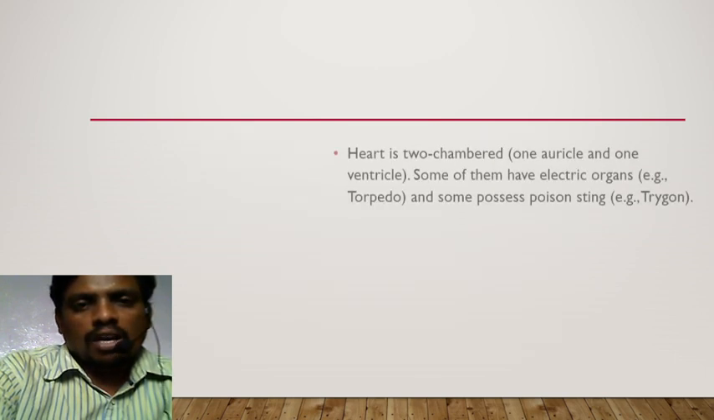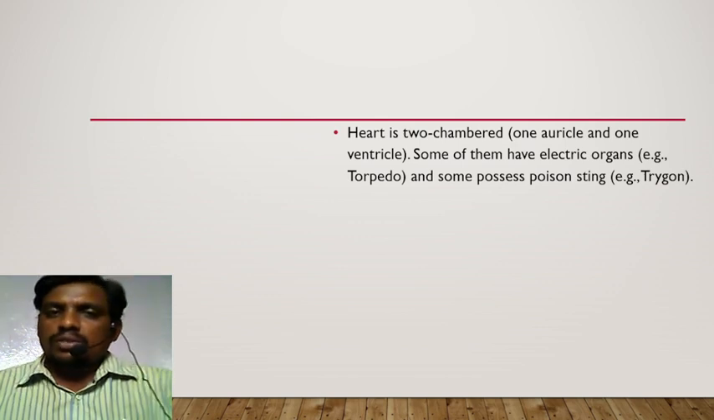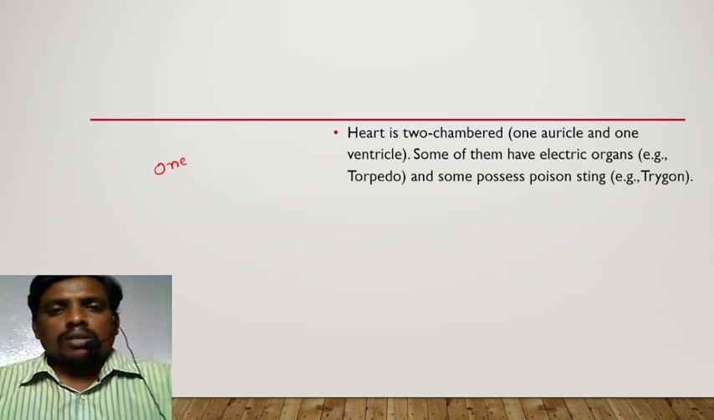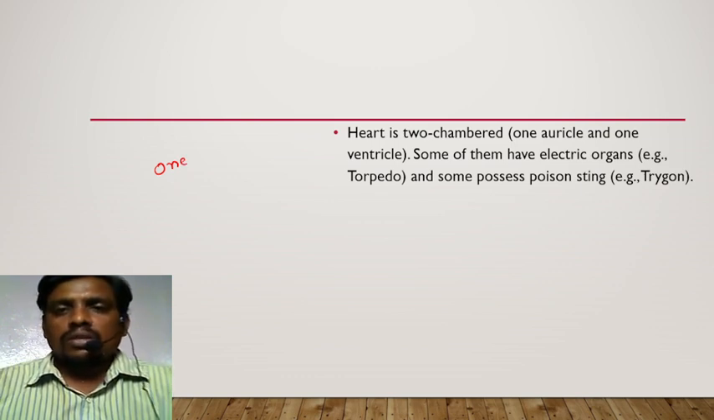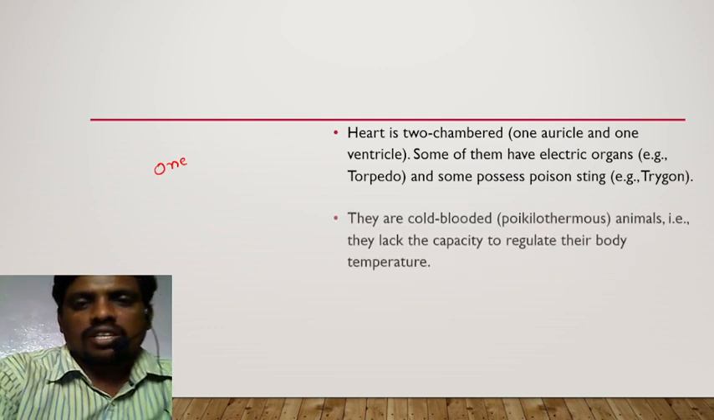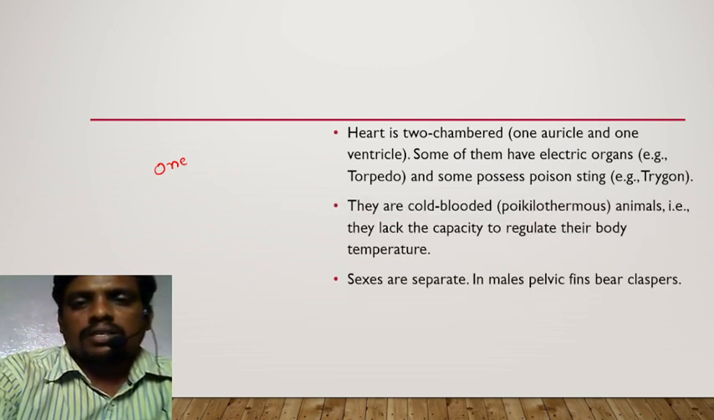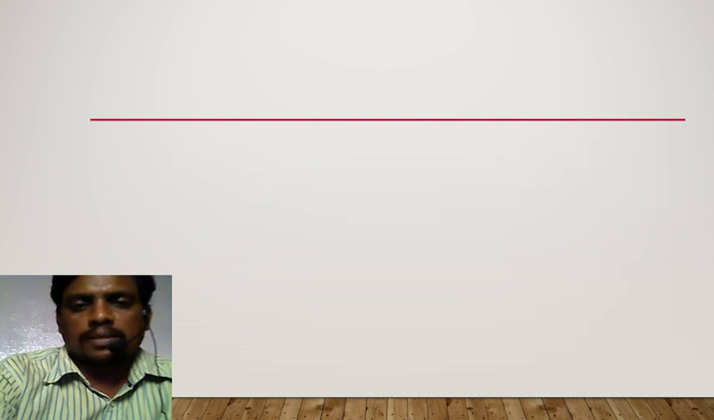A two-chambered heart is present in them, one auricle and one ventricle. Some of them have electric organs and some possess a stinger. They are cold-blooded animals, as I said. Sexes are separate. Pelvic fins bear claspers.